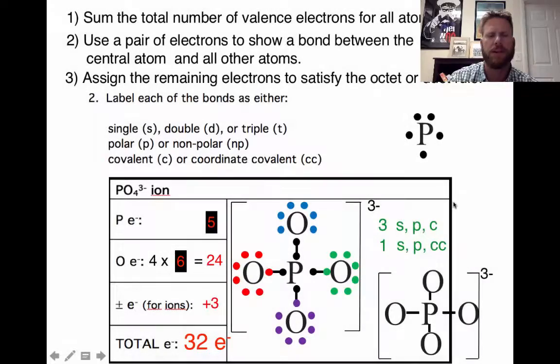You should have come up with something like this. One quick note here, once again, the only way this is going to occur is if phosphorus on one of the bonds donates both electrons to make that bond. So we do have 1 coordinate covalent bond in this ion.